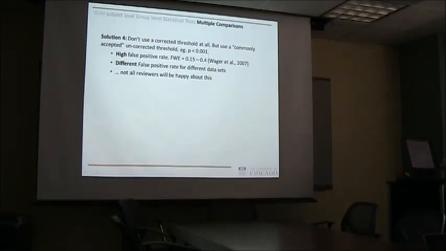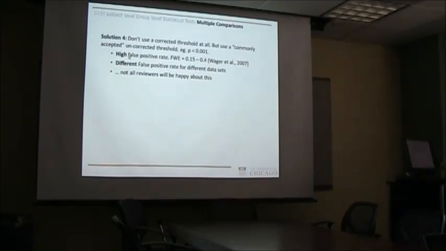Say I'm going to be a bit more conservative than just 0.05, so I'm going to drop my p-value a bit, but I'm not really going to try to estimate my false positive rate. And again, this is actually a really common thing to do.